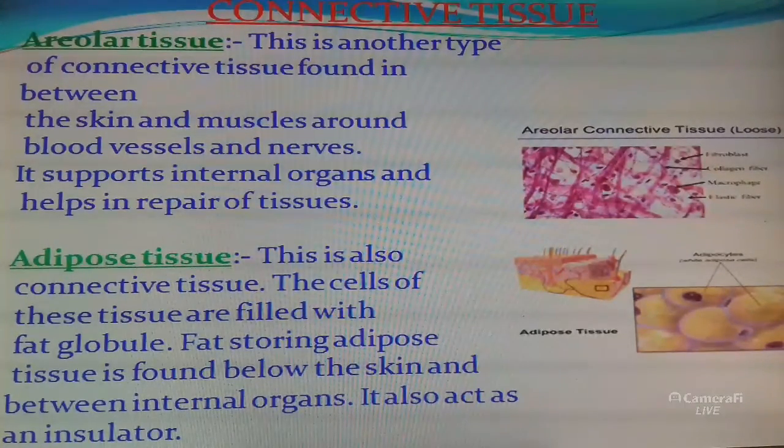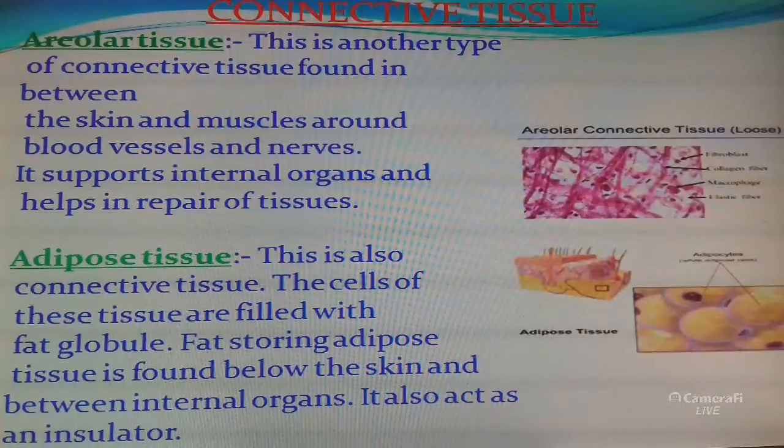Connective tissue proper means soft matrix. Where soft matrix is present, there are four types: areolar connective tissue, white fibrous tissue meaning tendon, yellow fibrous connective tissue meaning ligament, and adipose connective tissue. They all are filled with soft matrix. So by the nature of the matrix, connective tissue is of three types: soft matrix, dense matrix and fluid matrix.